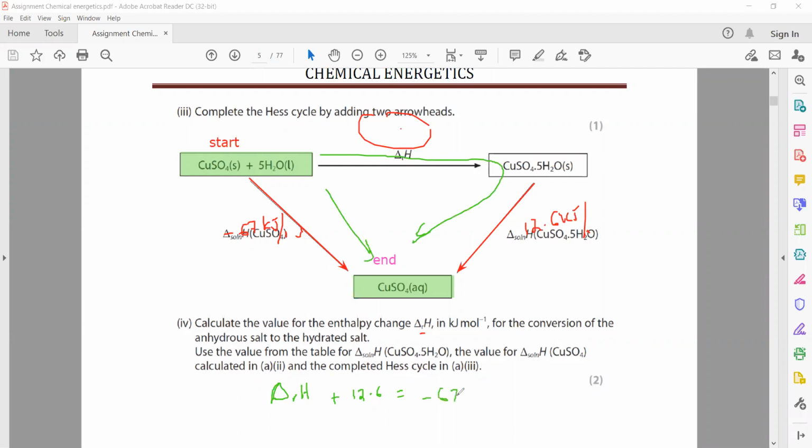equals minus 67. So this 12.6 will move to the other side. So minus 67 minus 12.6. So it will be 69.6 kilojoule per mole, and a negative answer. So enthalpy will be minus 69.2 kilojoule per mole. That is the overall, not 69, 79 basically, because it is 67 and then 12.6. I thought it was 2.6, but that's 12.6, so it will come out as 79.6 kilojoule per mole.